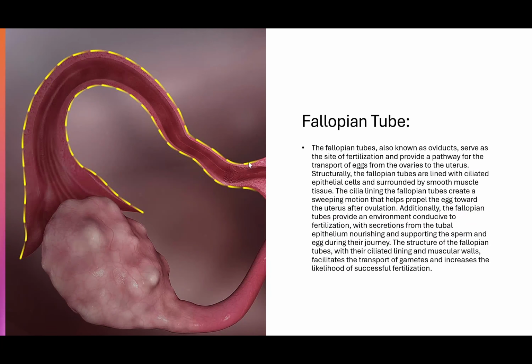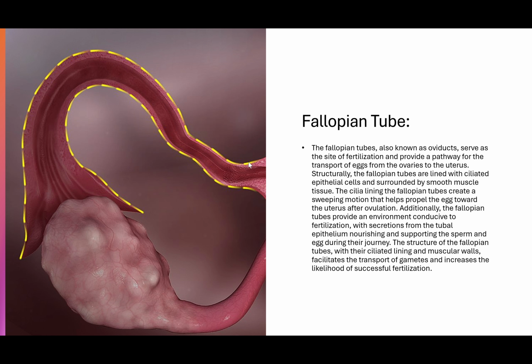For the fallopian tube now, we sometimes call it the oviduct, right? It serves as a site of fertilization and a pathway for eggs to be transported to the uterus. It's lined with ciliated epithelial cells and surrounded by smooth tissue. The ciliary lining of the fallopian tube carries out sweeping motions that help to propel the egg towards the uterus. Notice that the ovum, or the secondary oocyte, does not have any flagella, so it doesn't have any motility. So it's the ciliated cells of the fallopian tube that help it to move.